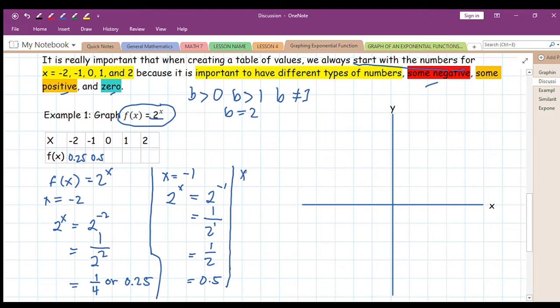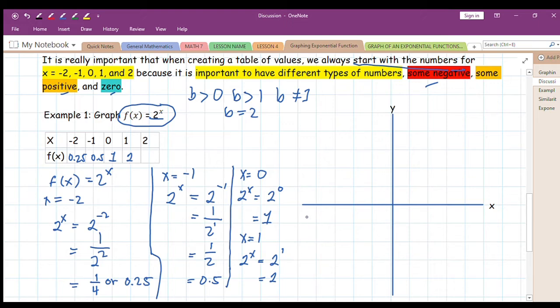Next we have if x is equal to 0. If x is equal to 0, our value here is 2 raised to x, that will become 2 raised to 0, and any number raised to 0 is equal to 1. So our value here is 1. Next we have if x is equal to 1. If x is equal to 1, we have to substitute number 1 to our given 2 raised to x. So our x is equal to 1, so it will become 2 raised to 1. And we have 2 raised to 1, that is equal to 2.